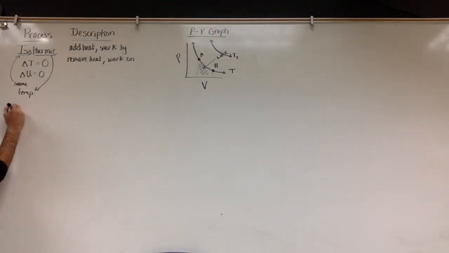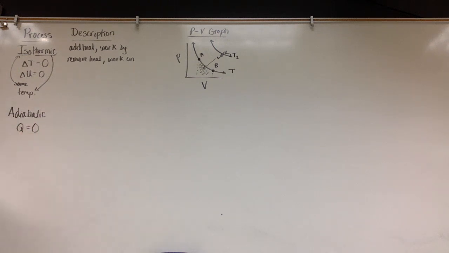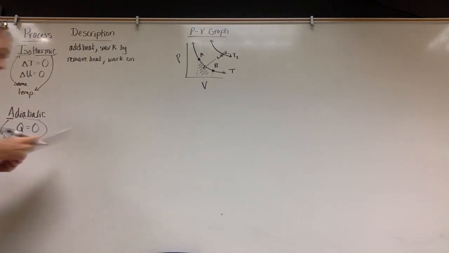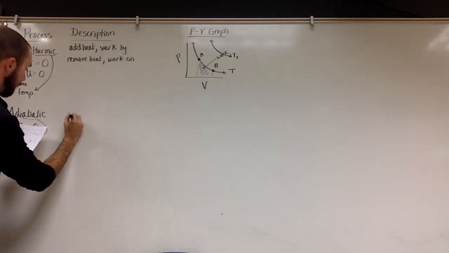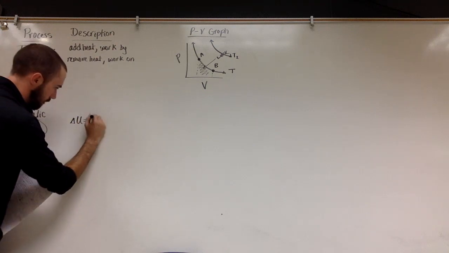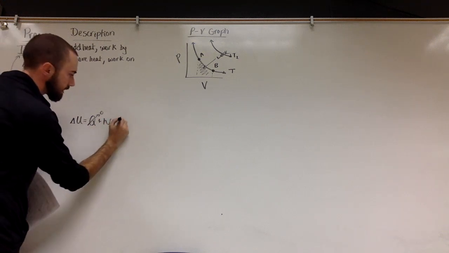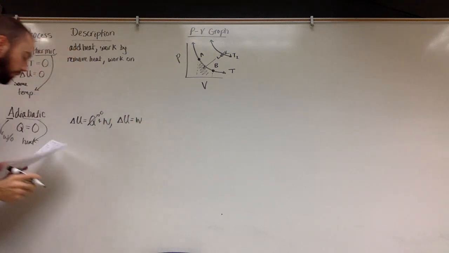The next one we're going to talk about is an adiabatic process. In an adiabatic process, there is no heat added or removed from the system. A just means without, abatic relating to heat. So adiabatic, without heat. In this case, what is happening? Remember that our equation is delta U equals Q plus W. In this case, Q is 0. So what it tells us is that our change in internal energy is just going to be equal to our work.